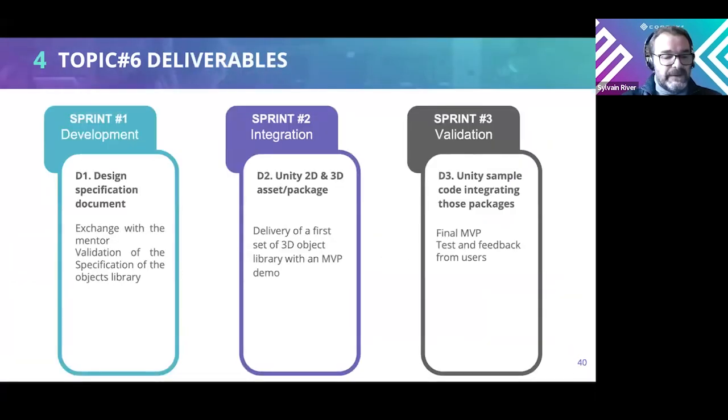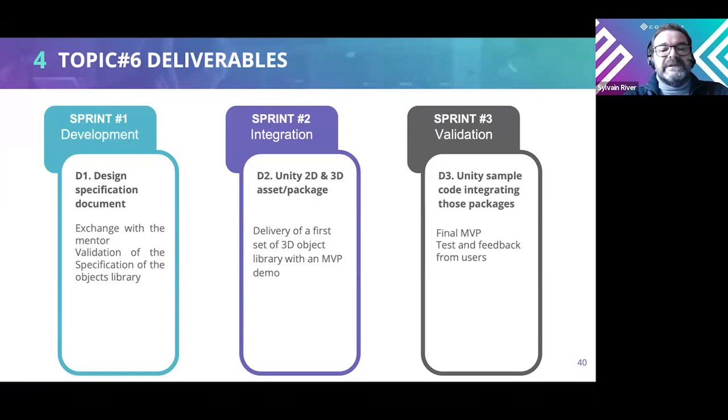Now we can present the deliverables. For sprint number 1, related to the development, we need the design and the specification of what will be developed and what will be the design of the object library. For this, we propose to have an exchange with a mentor to validate the look and feel which will be targeted. For sprint number 2, it's about providing the first Unity 2D and 3D asset and package.